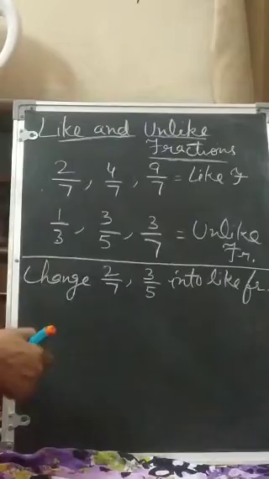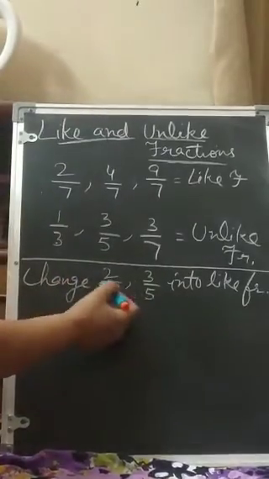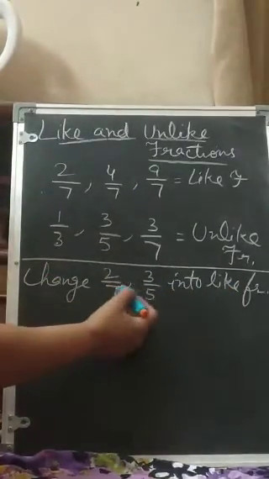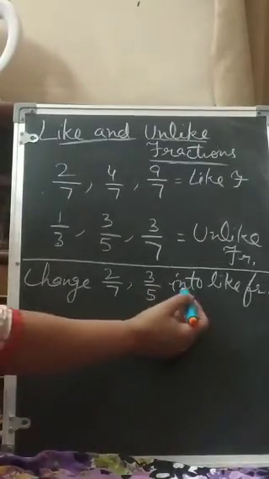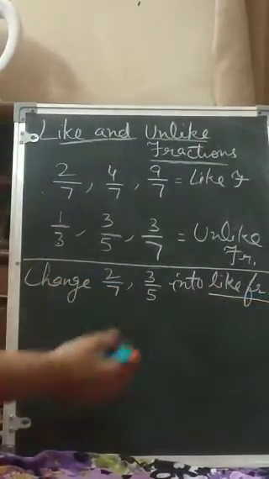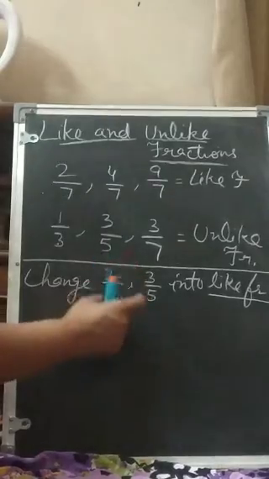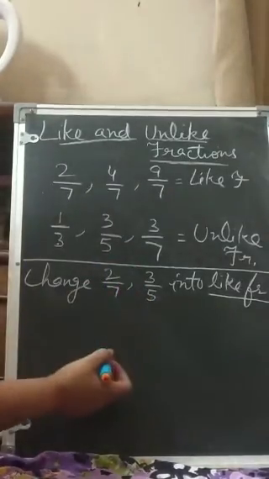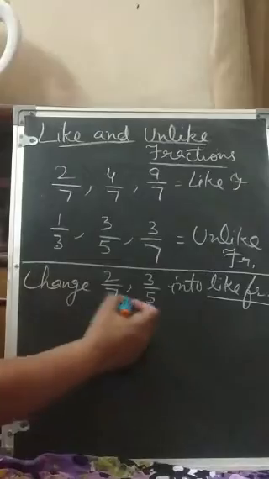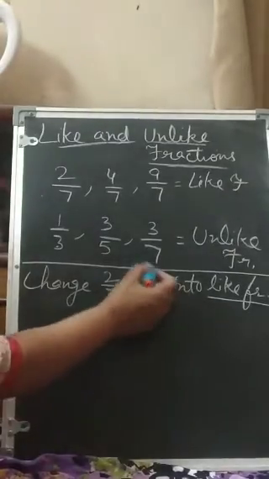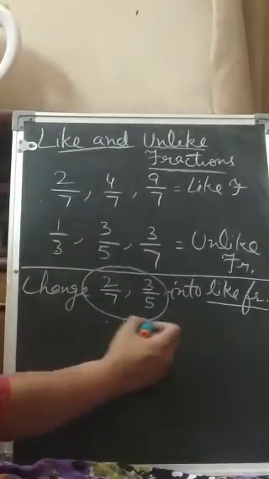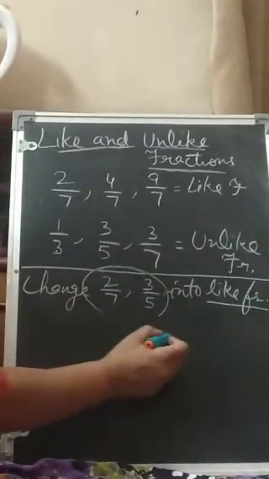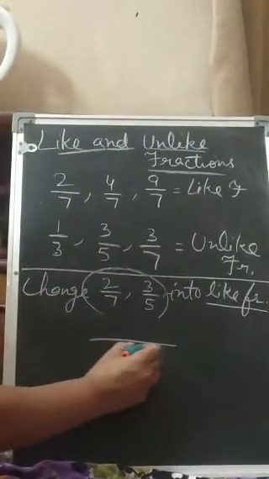Now if the question is to change this into like fractions. These are unlike fractions because the denominators are different. The question is to change them into like fractions. This type of sum you can do with any method, but I am telling you this method so you can see. First of all, we take the LCM of both 7 and 5, and you know that the LCM will be 35.